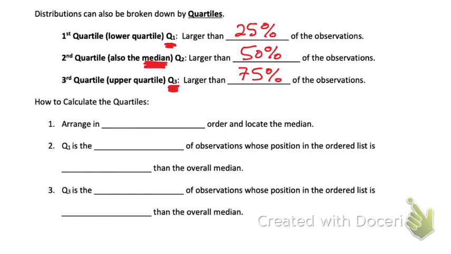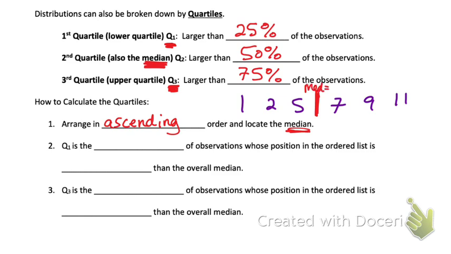All right, how do you calculate quartiles? Here we go. Arrange the data in ascending order and find the median. Here's an example: 1, 2, 5, 7, 9, 11. I've got them in ascending order. What is the median of that data set? 6. It would be right here, right? The median would equal 6.